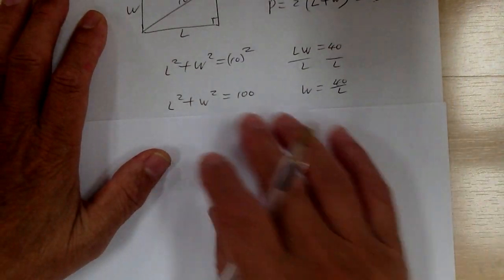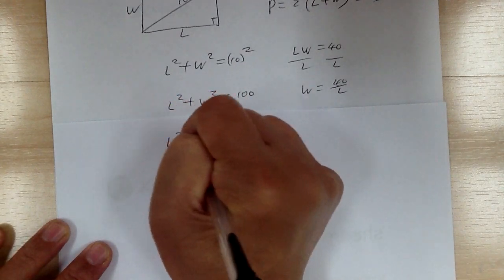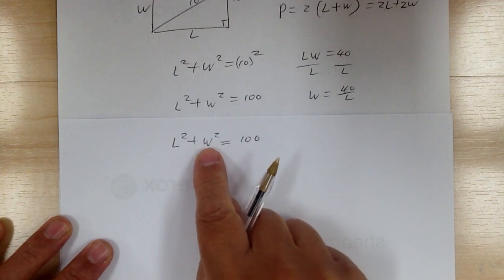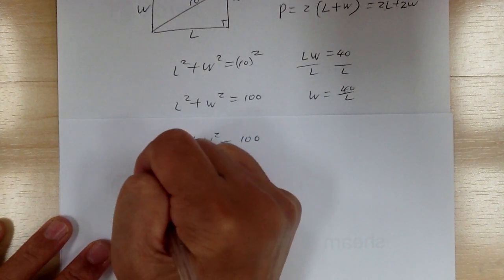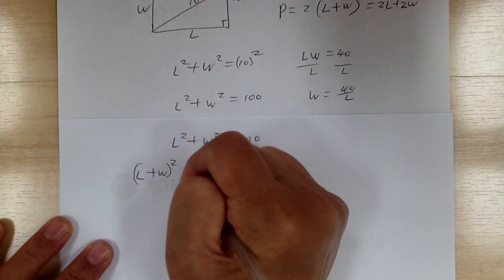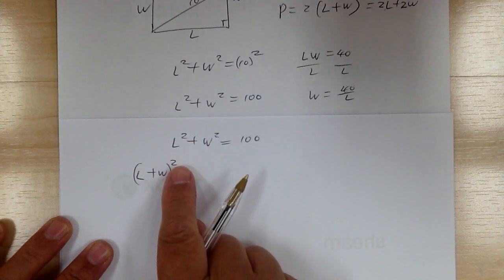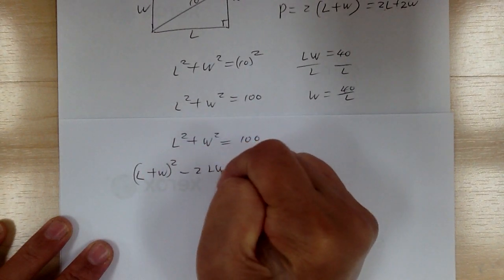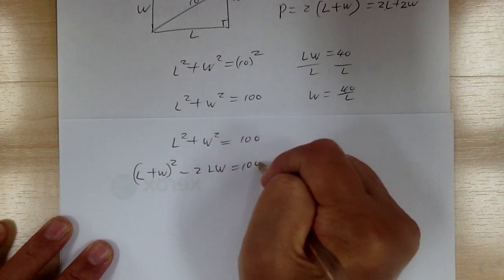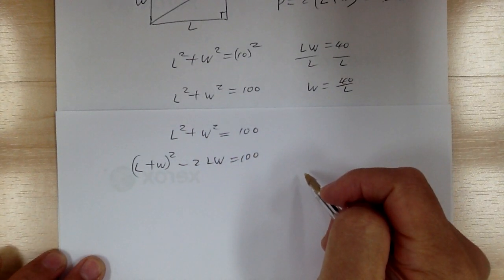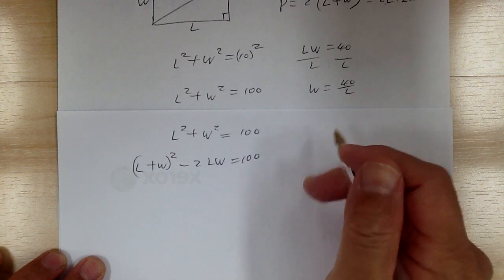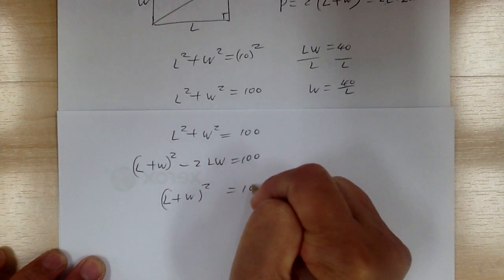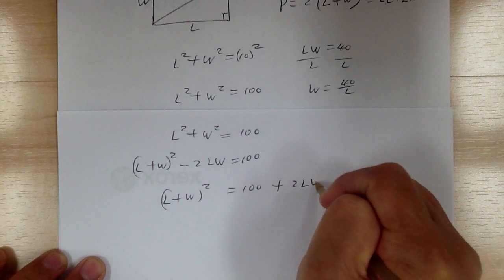The way to do it is once you get over here, L squared plus W squared equal to 100. And you have to do the factoring, since this will equal to L plus W squared. So when you square this, you have the middle term of 2LW, so you have to minus 2LW to equal to that. Okay? And then you can move this over. So L plus W squared equal to 100 plus 2LW.